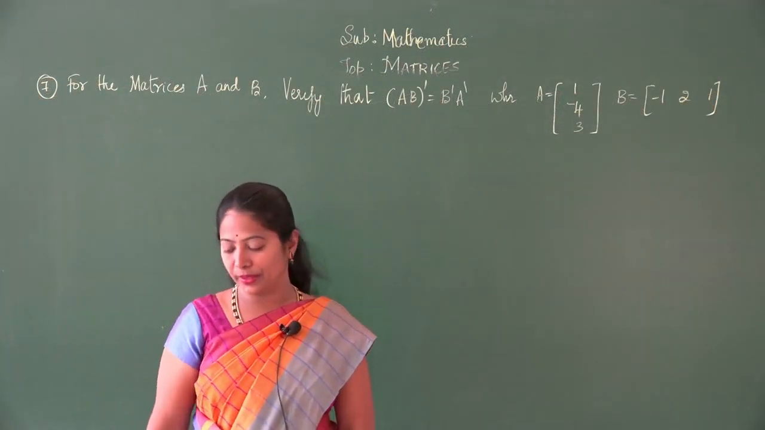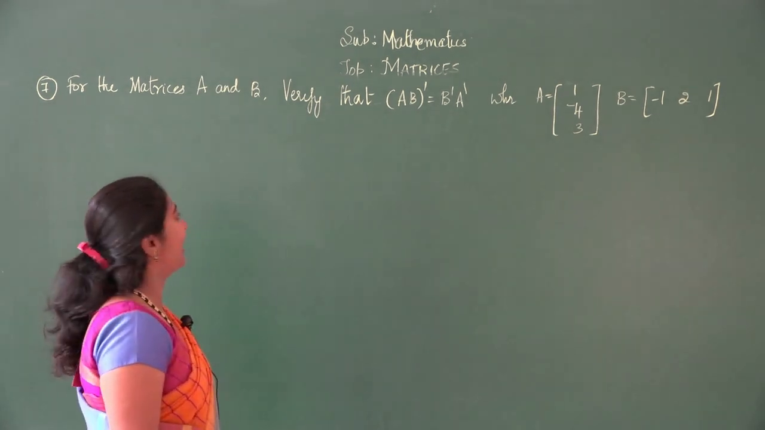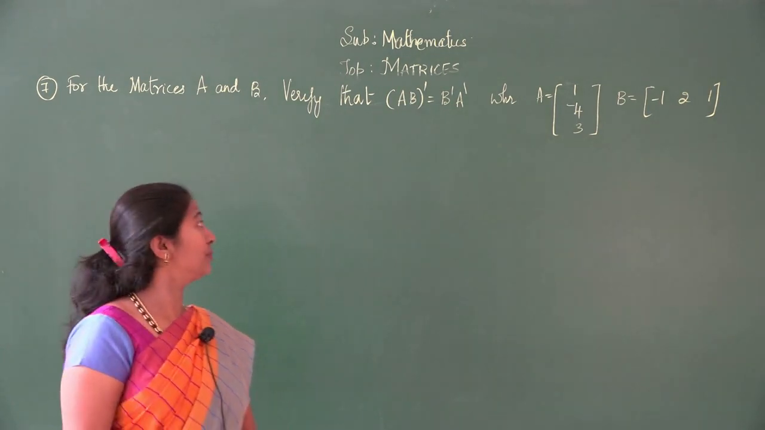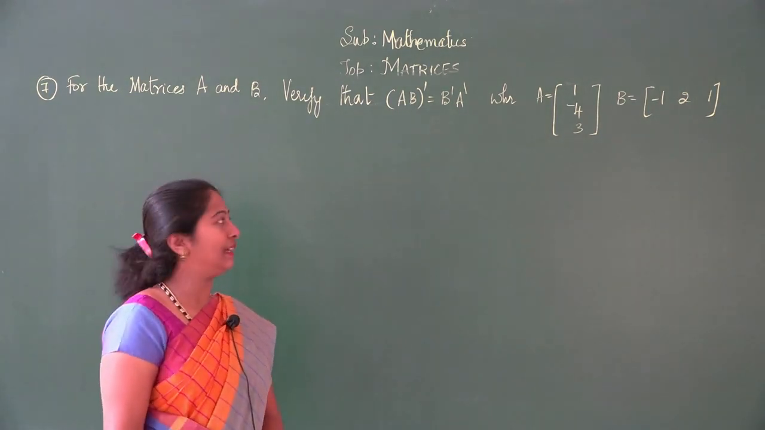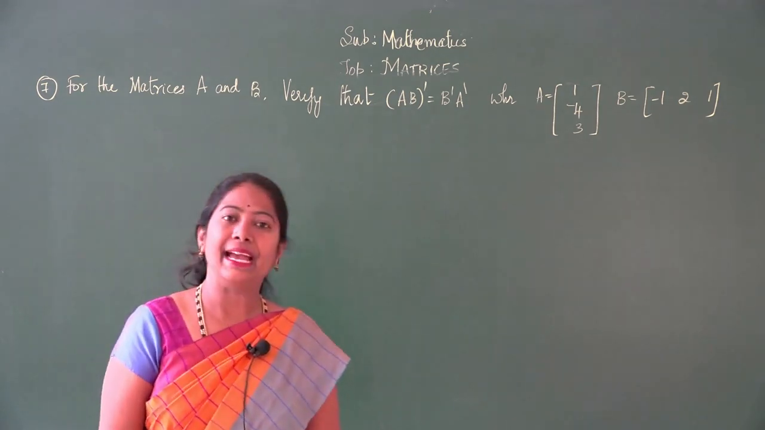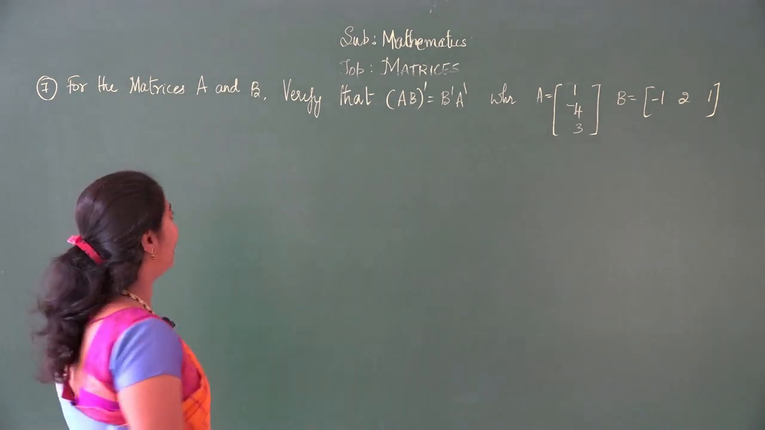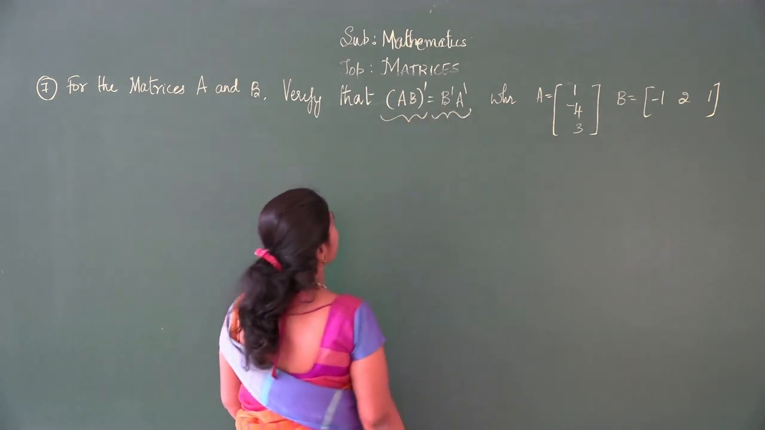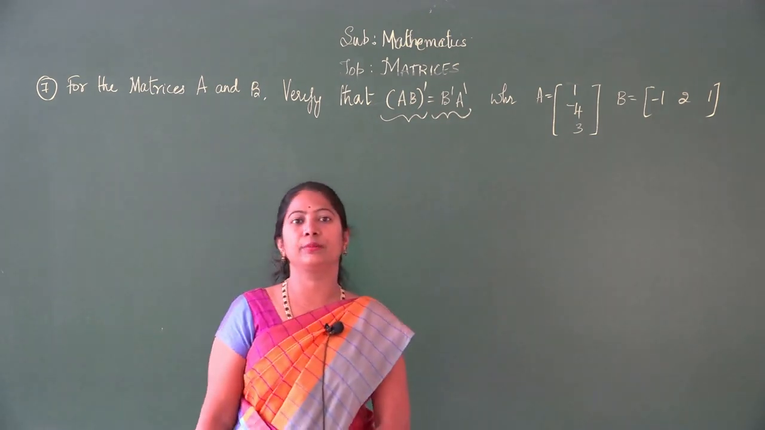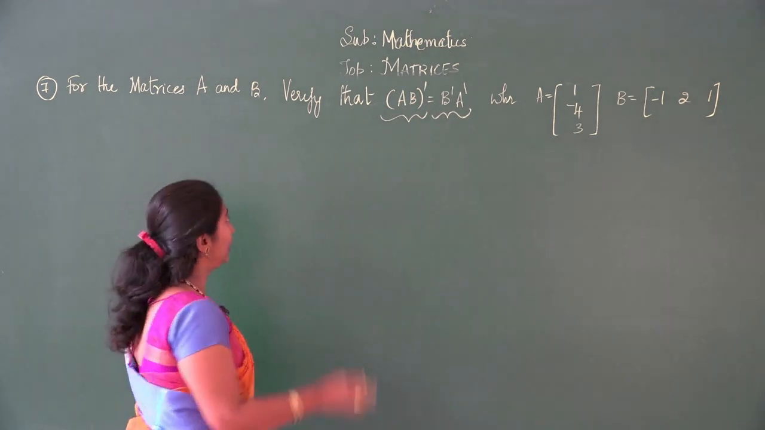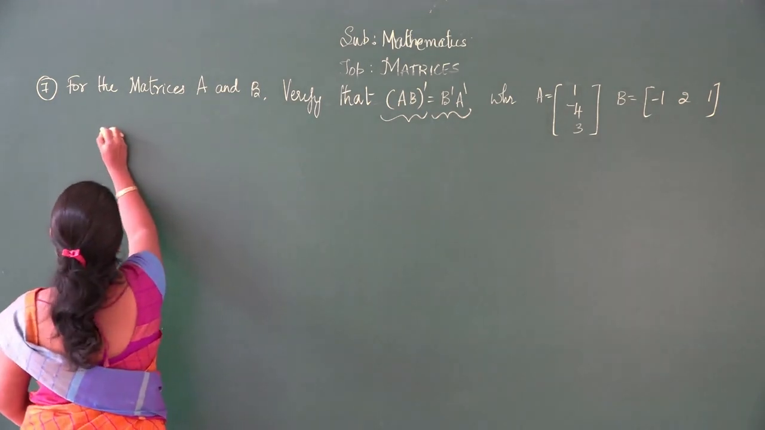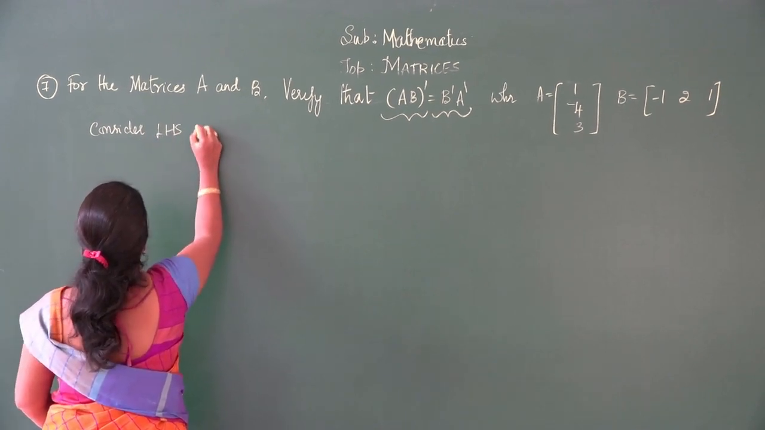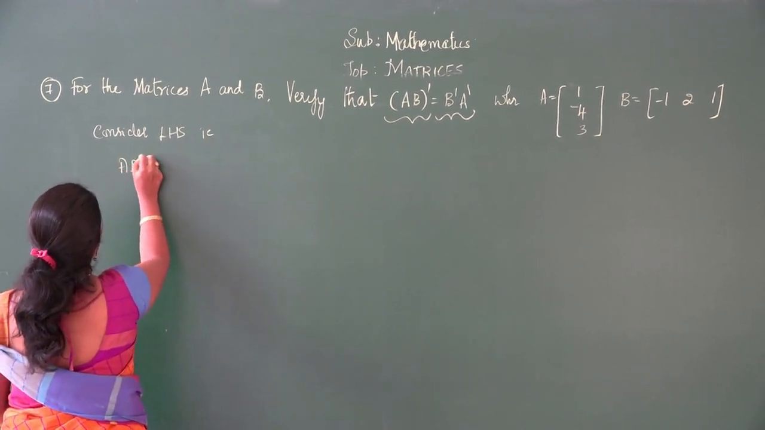Moving on to the next problem, we have for the matrices A and B, verify that (AB) the whole transpose is equal to B transpose A transpose, where A equals [1, minus 4, 3] and B equals [minus 1, 2, 1]. We are supposed to prove LHS is equal to RHS. So, AB is given in terms of matrix multiplication. We will first consider AB. Consider LHS, that is matrix AB.